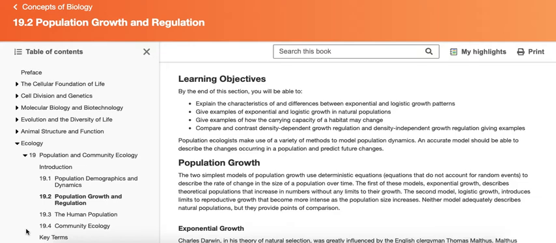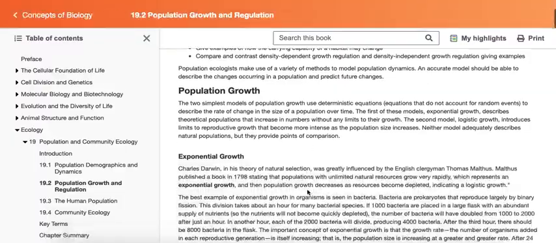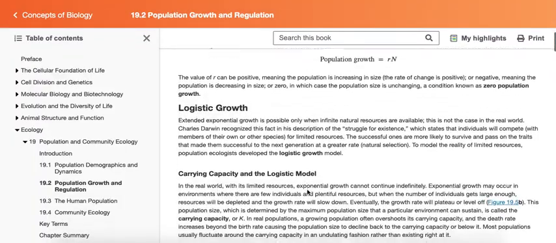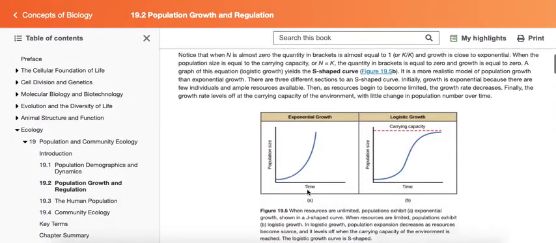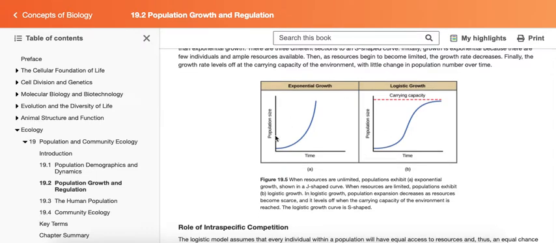In this video, we're going to be talking about 19.2 population growth and regulation and 19.3 the human population. When you're talking about how populations grow, there's lots of ways that you can measure that, but we're going to be specifically looking at these two types of growth, exponential growth and logistic growth.